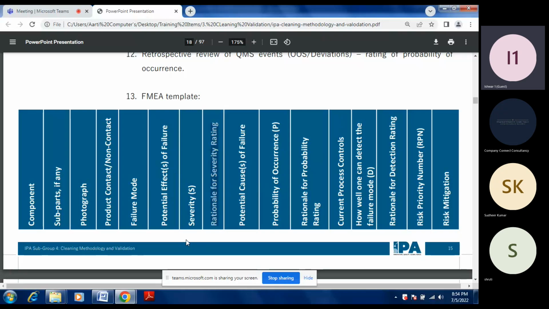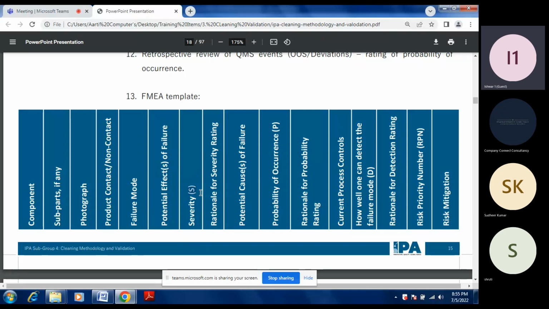If the severity is more, then we have to give the number 5. If it is less severe, then we give the number 1. So we should have the rationale for why we are giving the number 1, 2, 3, 4, or 5. The potential causes of failures: what is the potential cause? We have to identify the probabilities of occurrence. So there are three important things for the calculation of the RPN: severity, probability, and detectability.